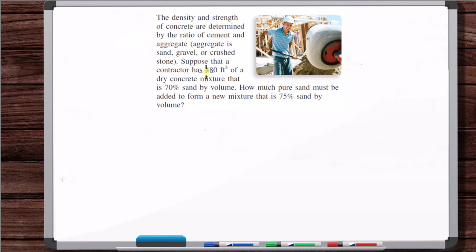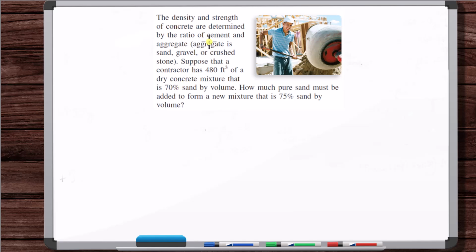Suppose that a contractor has 480 cubic feet of a dry concrete mixture that is 70% sand by volume. All right, so the aggregate is sand, gravel, or crushed stone. The contractor has 480 cubic feet of a dry concrete mix, but it's a mixture. This 480 cubic feet is 70% sand and concrete, right? 70% of it is sand, 30% of it is concrete.